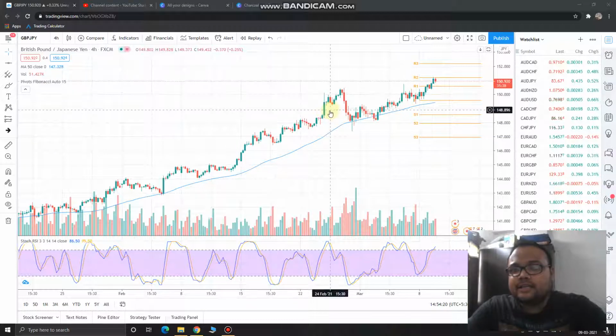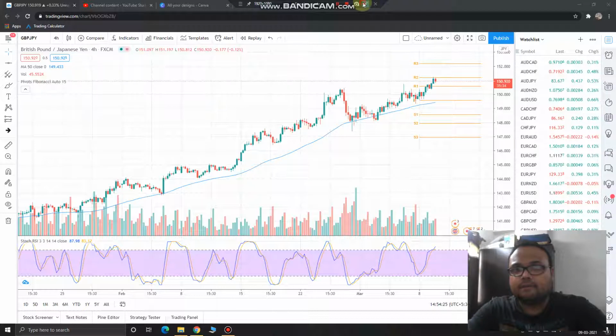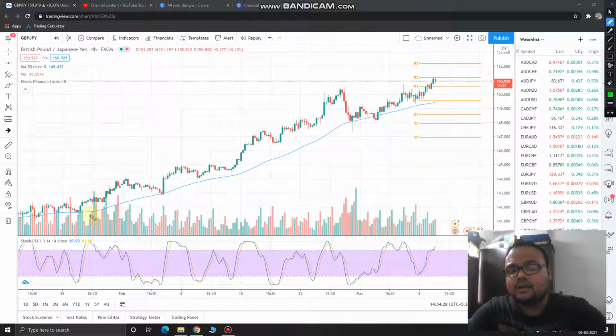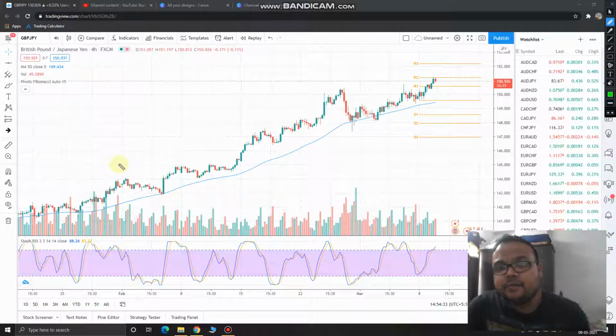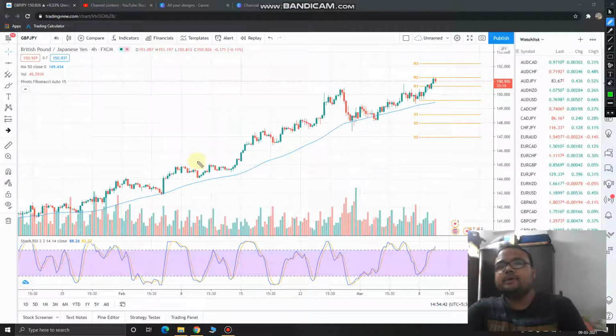So right now we can see that market is trading at 150.92 level. And there is no doubt that market is in beautiful uptrend. Market is making higher highs, taking support at the 50 moving average. So we all know it very well that it is not that tough to trade on a trending market like this. So for a trending market like this, what should be your strategy?